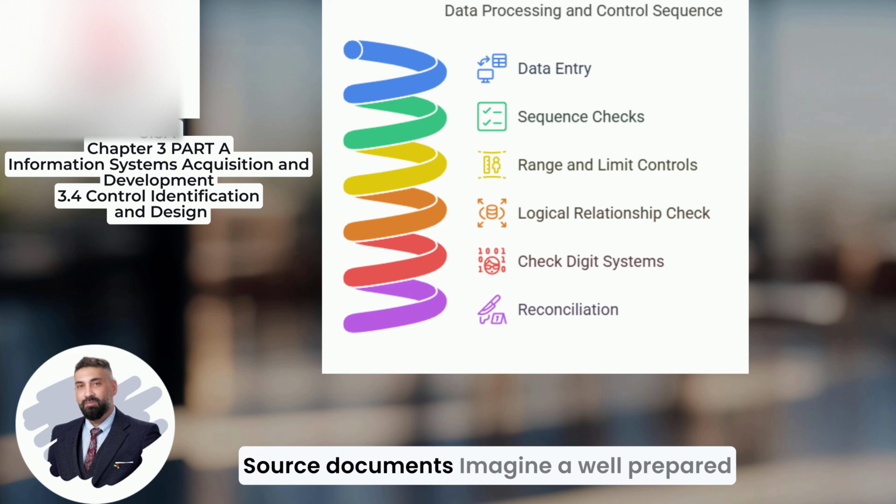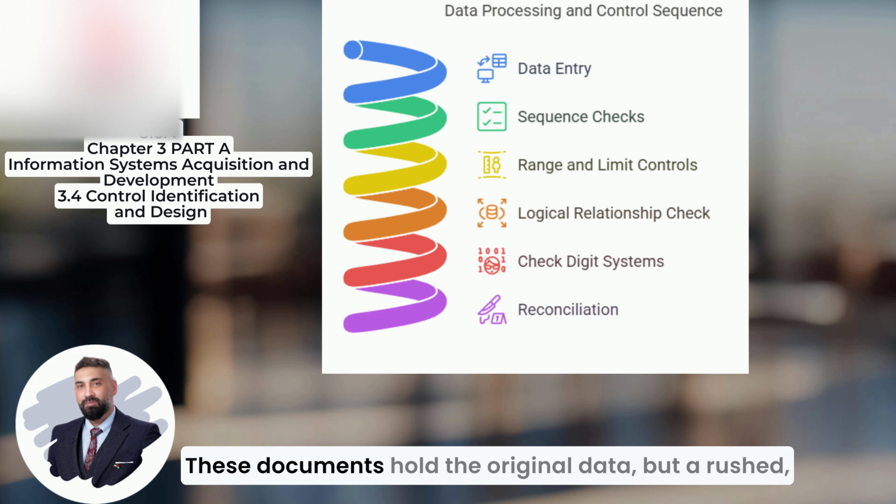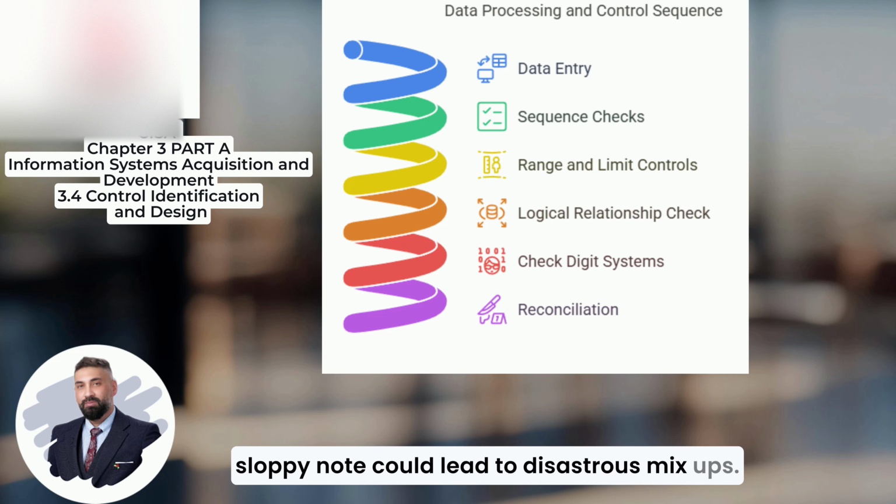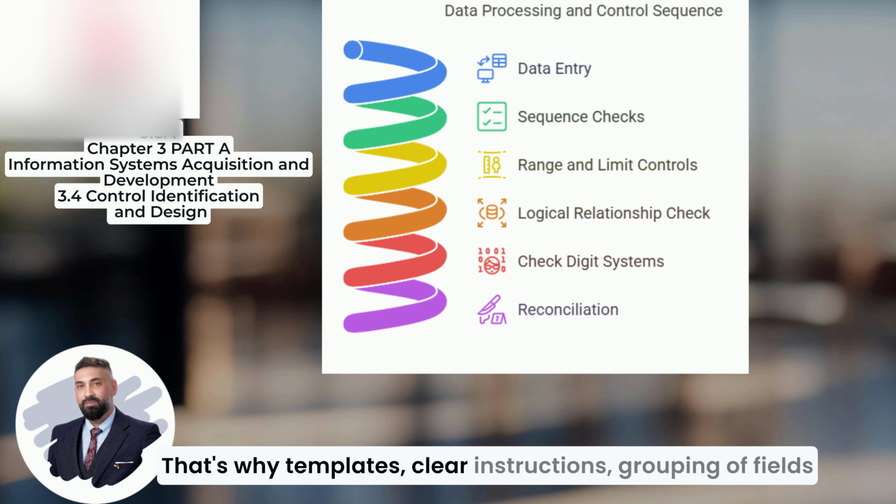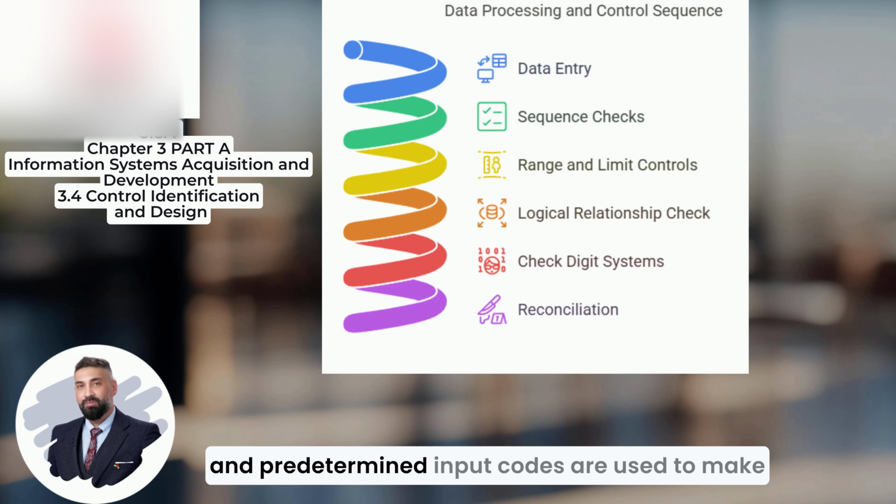Source documents. Imagine a well-prepared inventory log passed between merchants. These documents hold the original data, but a rushed, sloppy note could lead to disastrous mix-ups. That's why templates, clear instructions, grouping of fields, and predetermined input codes are used to make data collection consistent, legible, and efficient. When completed properly, they help you trace the origins and ensure no information slips through.